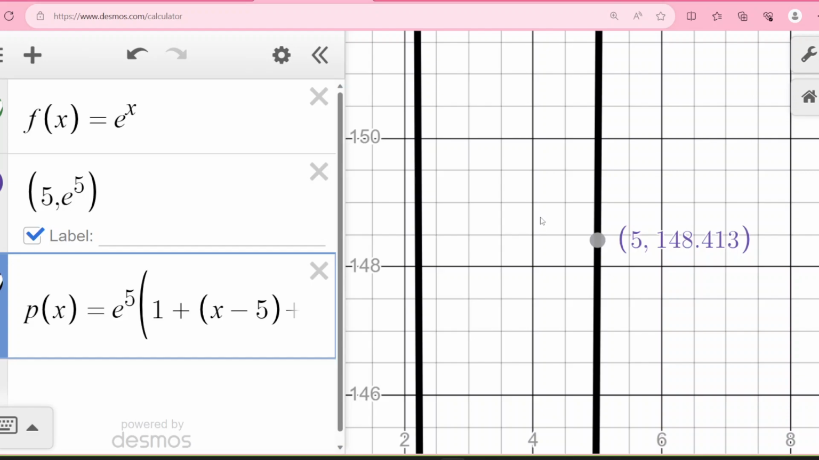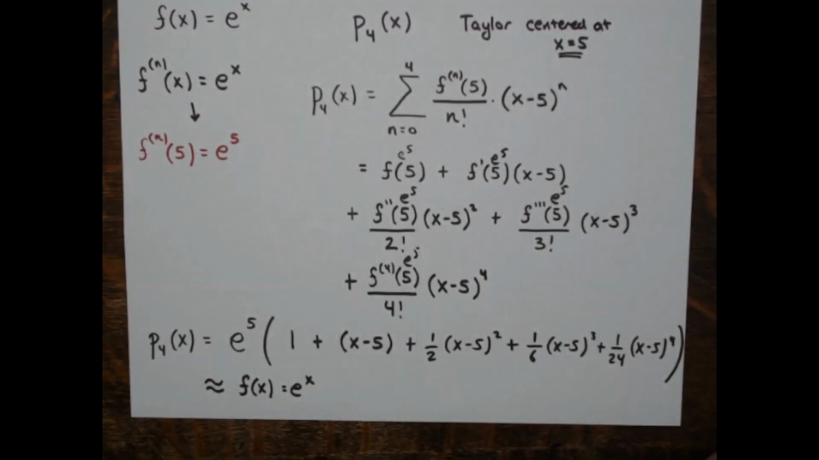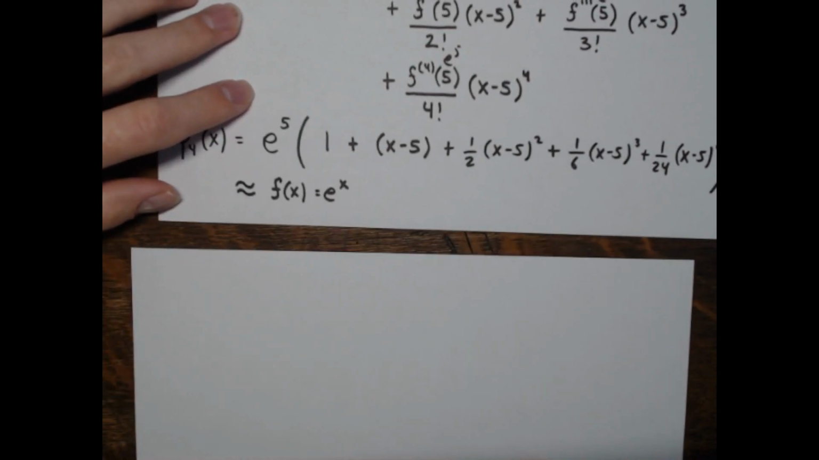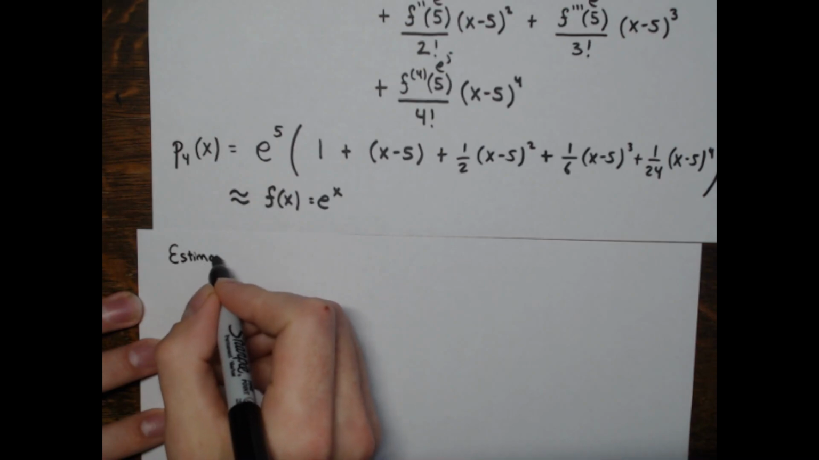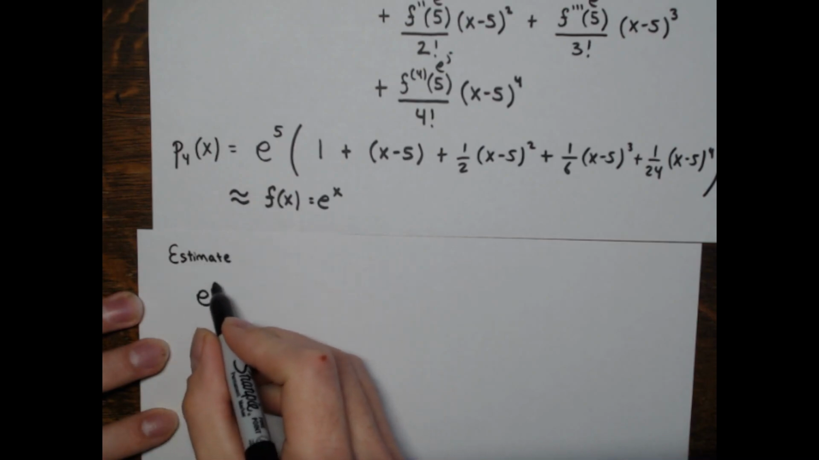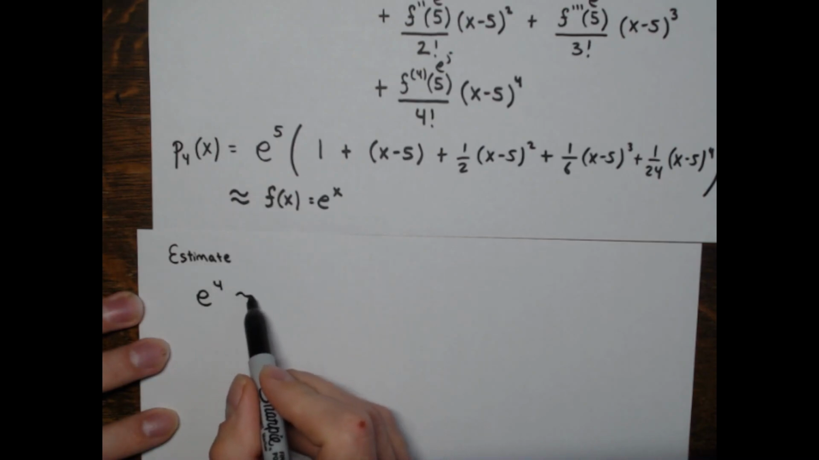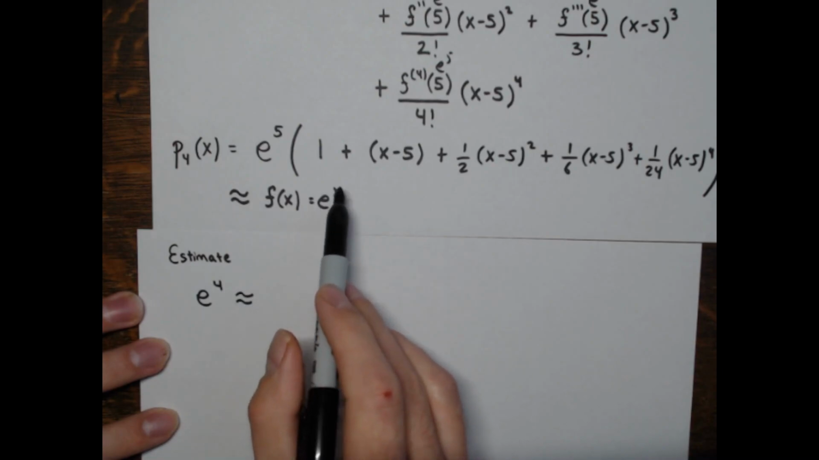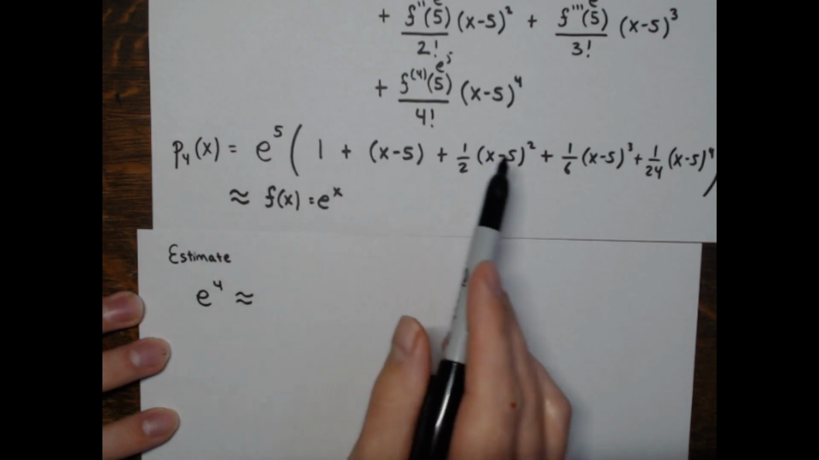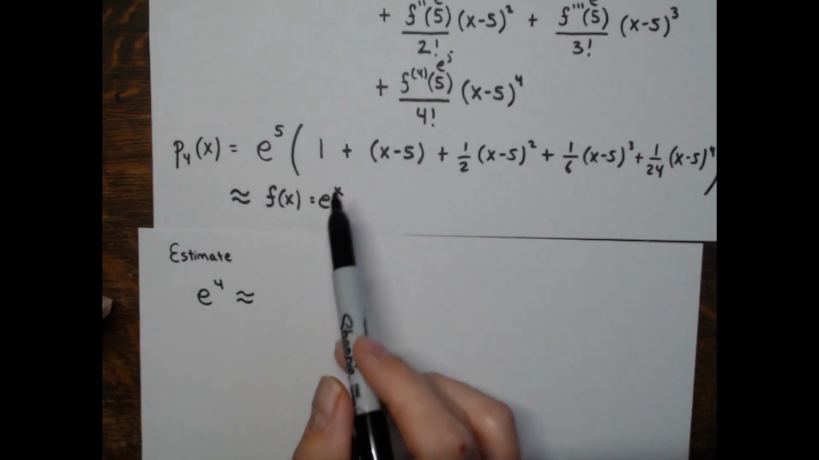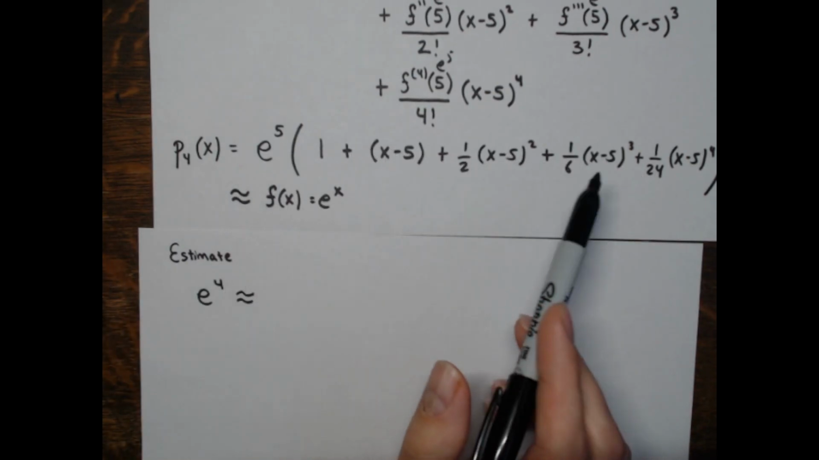Now they're asking us to estimate e to the fourth power. So this should be approximately, we said e to the x is about this, so e to the fourth power should be about this function when x equals 4. So I just replace x with 4.